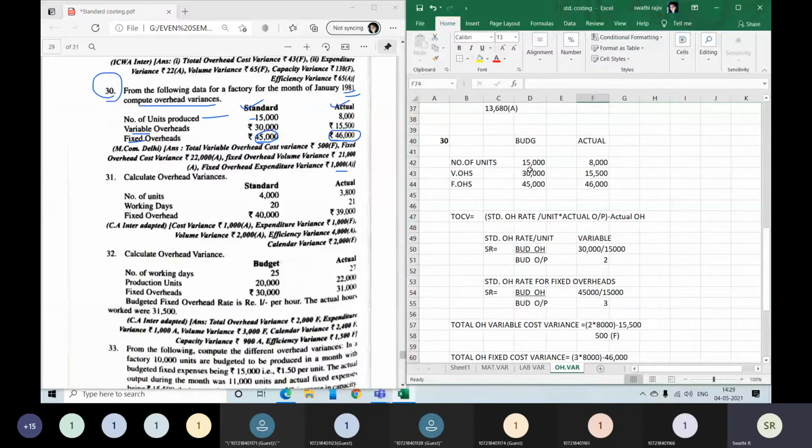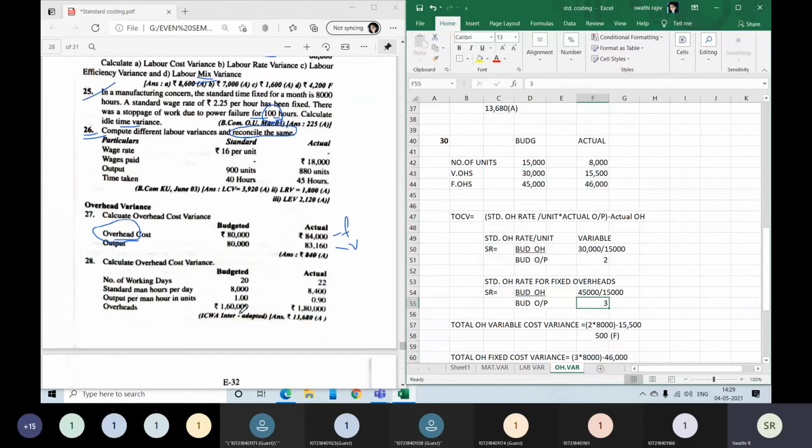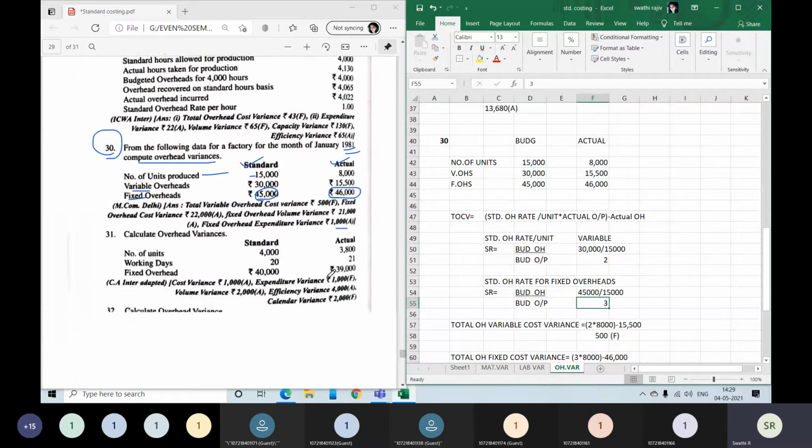In every other question, what is it? It will be your budgeted overheads divided by the number of units or number of hours. Now in this question alone, you had to find the budgeted overhead standard rate for two things. Why? Because we have a standard rate for variable and a standard rate for fixed as well. That is the only reason we found it out like this. Otherwise, in all other questions that we did, there was only one, so it was very easy for us. We just found one standard rate.